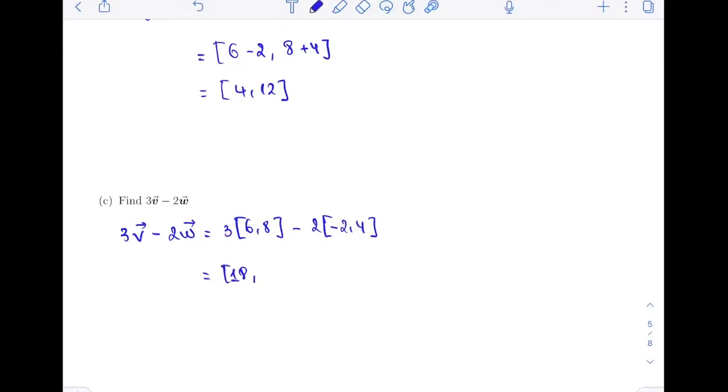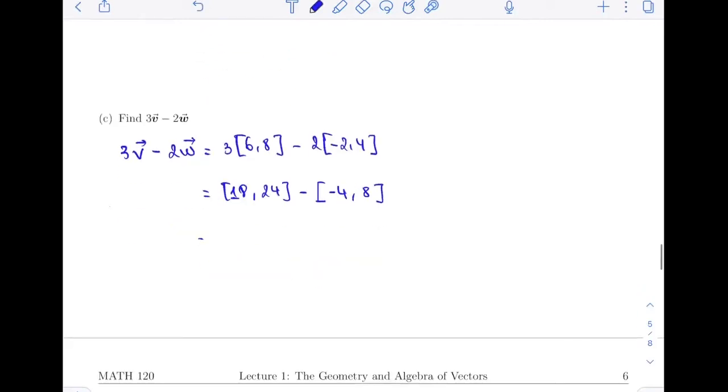This is 18, comma 24, minus negative 4, 8. So this means you have 18 minus negative 4, 24 minus 8. This gives me 22, 16. So the new vector we have is 22, 16. That means by scaling the vector v by 3 and subtracting the scale of vector w by 2, you have a new vector that is 22, 16.